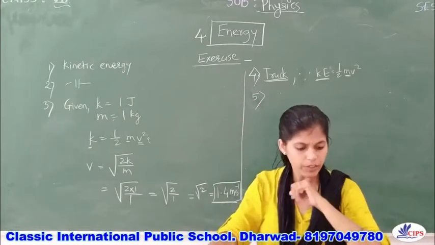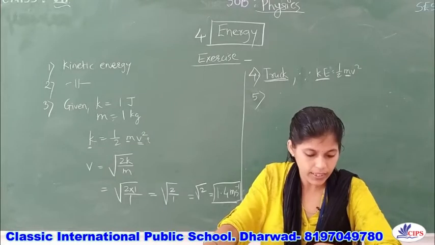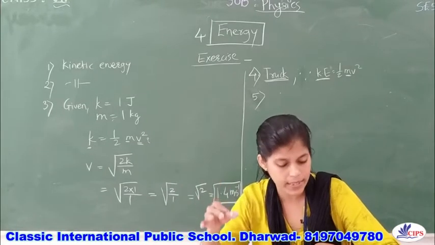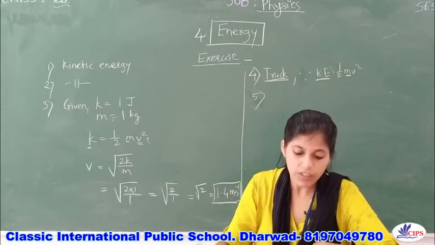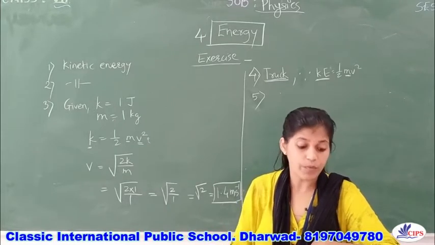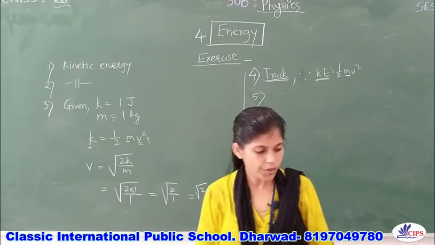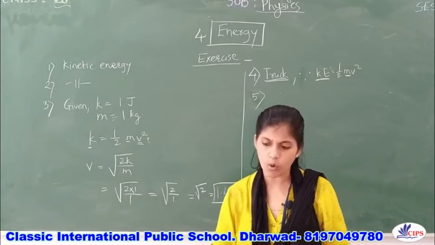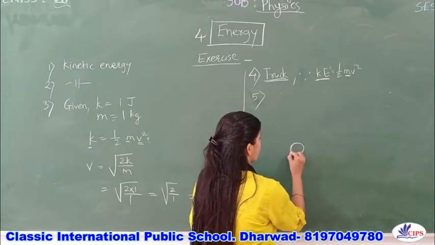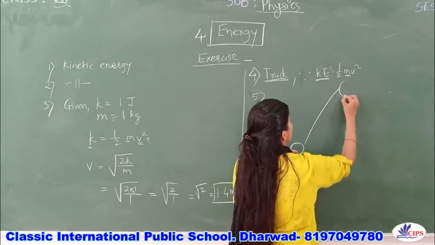Okay. Fifth question, children. A body is thrown vertically upwards. Its velocity goes on decreasing. Write the change in kinetic energy when its velocity becomes zero. First of all, what do you understand? Vertically thrown upward means what? Suppose we consider one ball. When we throw it up, it will reach up to this level.